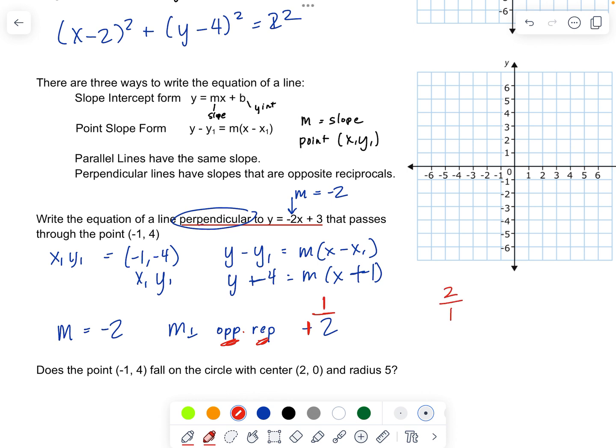And one thing to think about is with a whole number, to take a reciprocal, think of the whole number as being over 1, and then the reciprocal, reciprocal means to switch the numerator and the denominator. So the slope that I need to put into my formula is 1/2. And there's my equation.